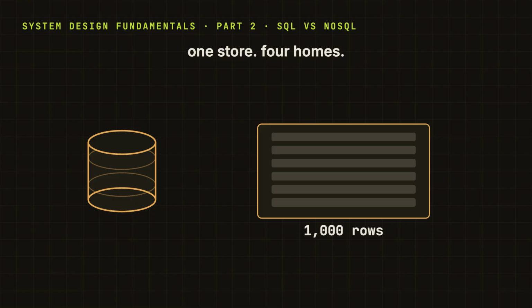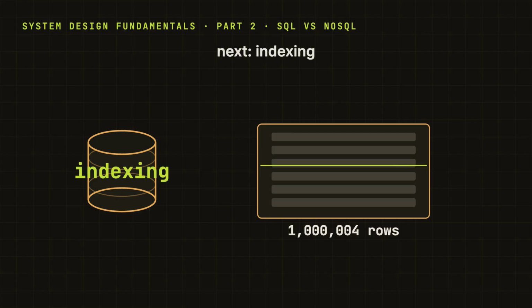Now, even with the right database, one problem remains. As data grows, finding a single row can get slow. And the fix for that is a concept called indexing. That is next.